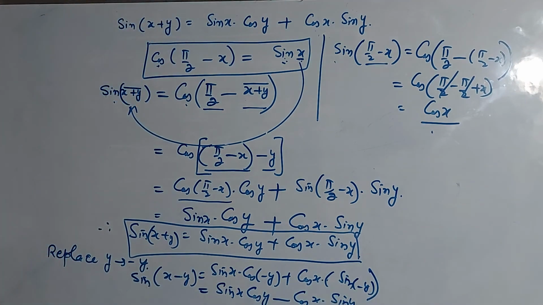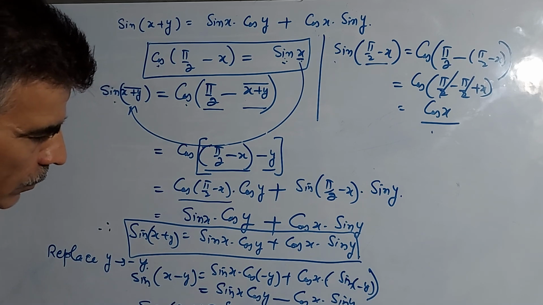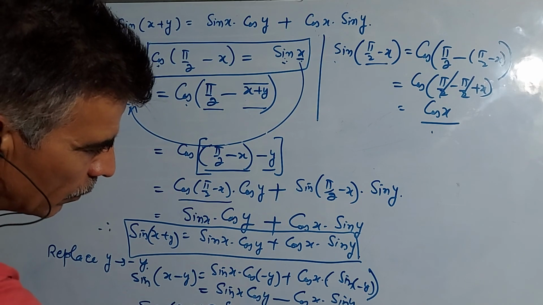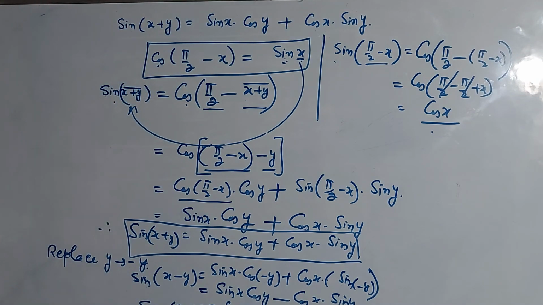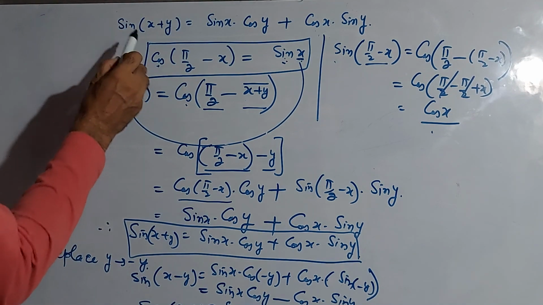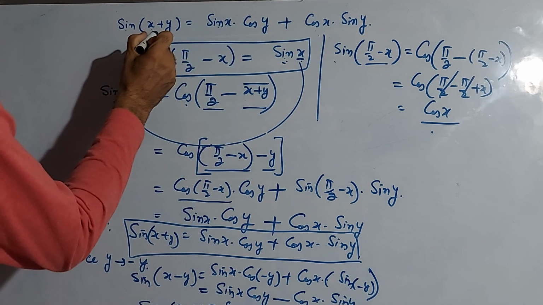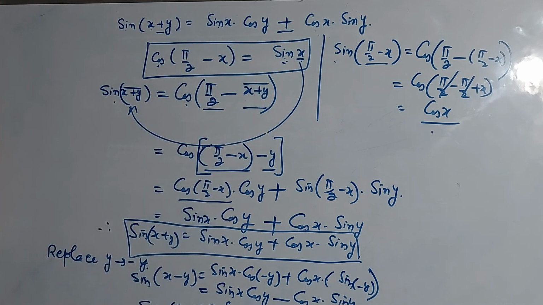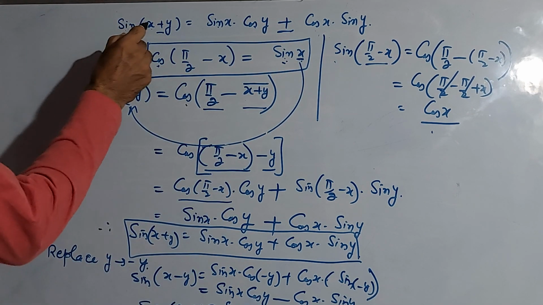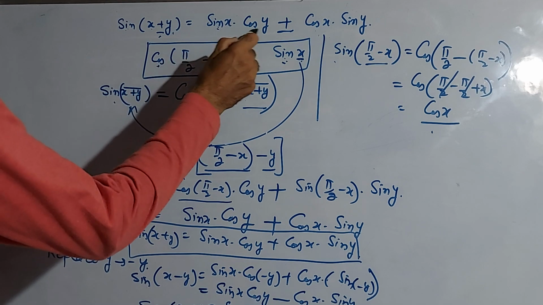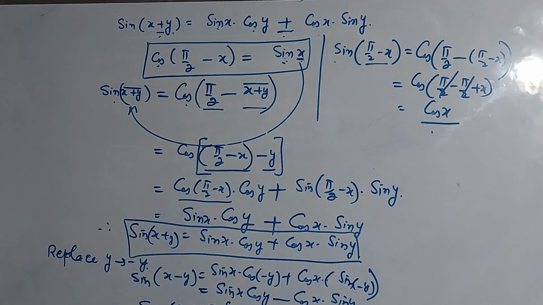Now the formula becomes sine of x minus y is sine x cos y minus cos x sine y. So this is the second formula. Now we can see here, if sine of x plus y is sine x cos y plus cos x sine y, and if it is minus, then sine of x minus y is sine x cos y minus cos x sine y. The second formula here.